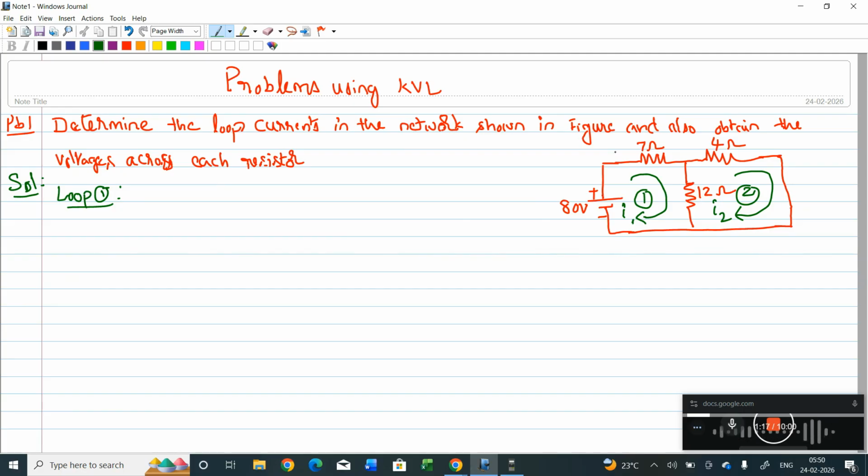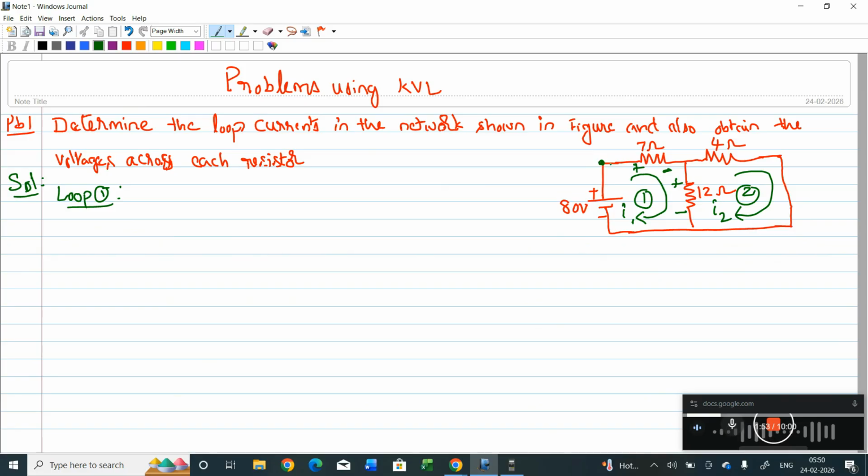In loop 1, let's start with this node. As the current is moving in clockwise direction, in the 7 ohms, the I1 current enters at the left hand side and leaves on the right hand side. Therefore, it will create a voltage drop with polarities plus on the left hand side, minus on the right hand side. Next, it will enter the 12 ohms from top to bottom. Therefore, the voltage drop will be positive at top, minus at the bottom. And there are no other resistances. Therefore, we can write the loop equation.